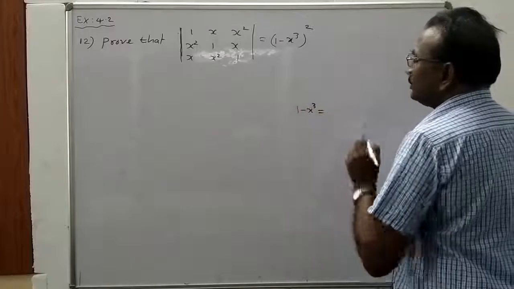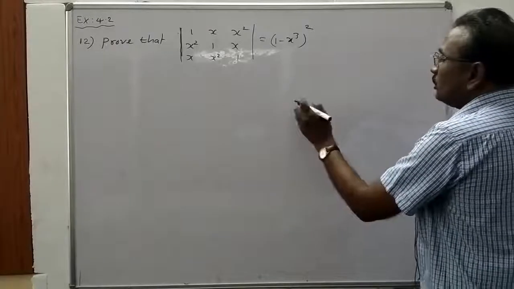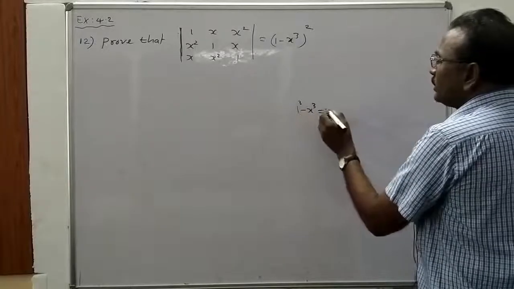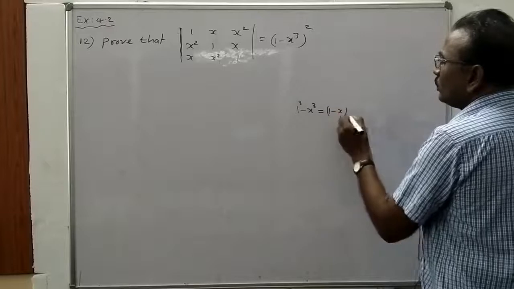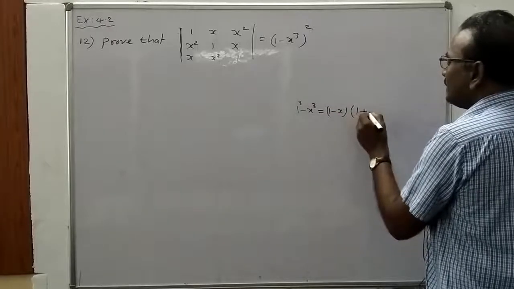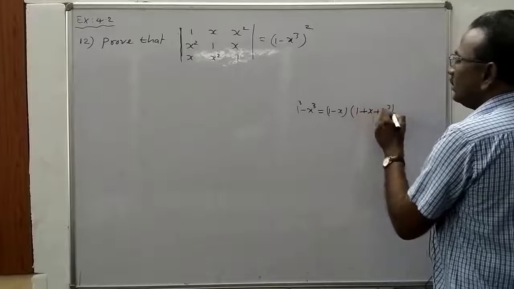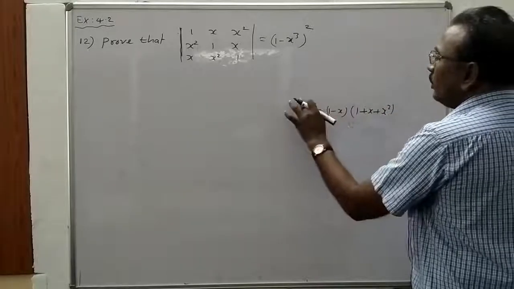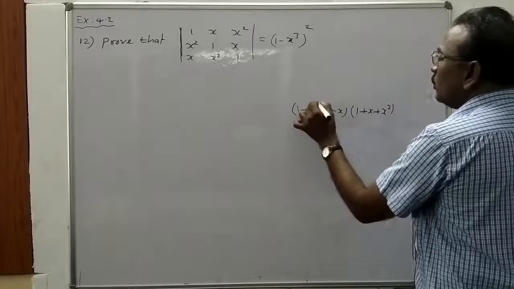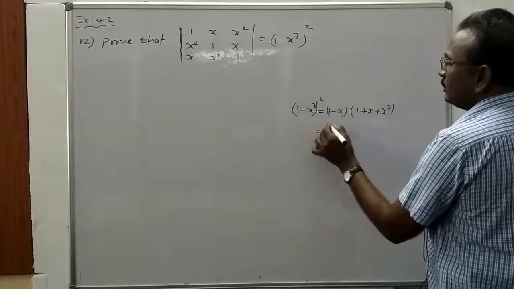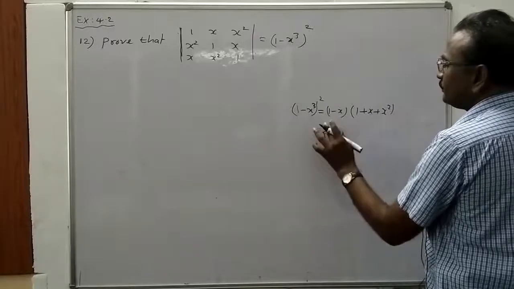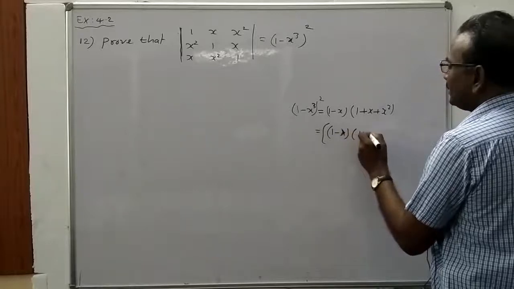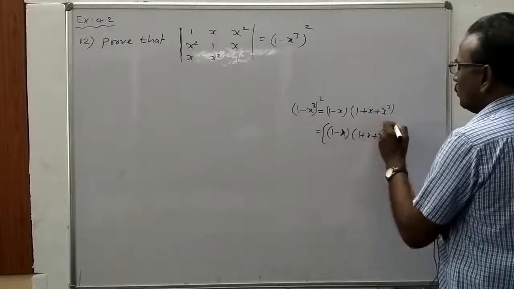is the same as 1 cube minus x cube. Taking the a cube minus b cube formula, a cube minus x cube is 1 minus x into 1 plus x square, that is a minus b into a square plus ab plus b square. So therefore here 1 minus x cube whole square is the same as 1 minus x into 1 plus x square whole square.